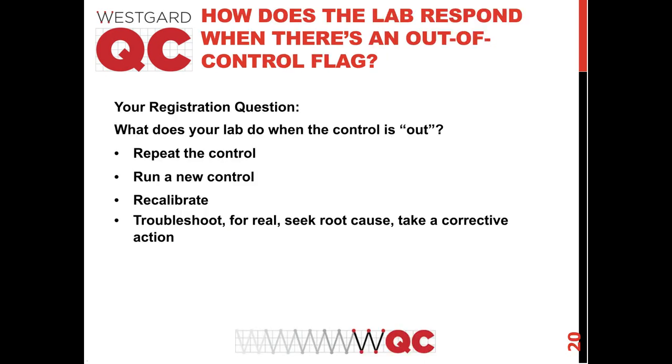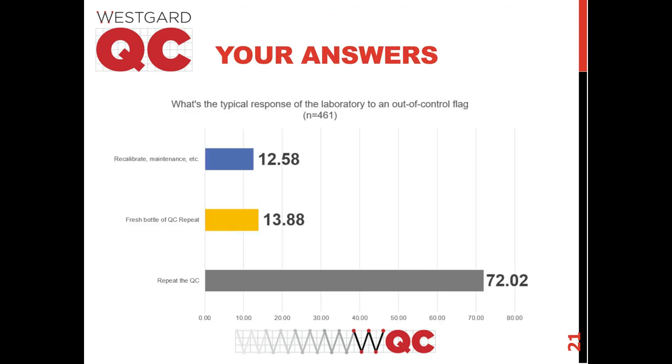Now, one of the questions we asked as you were registering was, what do you do when there's an out-of-control flag? Do you repeat the control? Do you run a new control? Do you recalibrate? Do you troubleshoot and take corrective action? Your answers were 72% of you repeat the control. This is the conventional approach. You have something that goes out, you run it again.